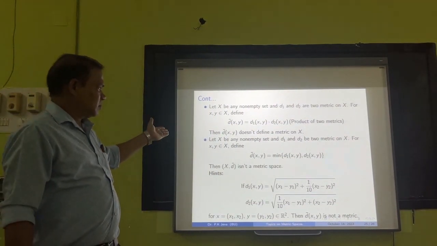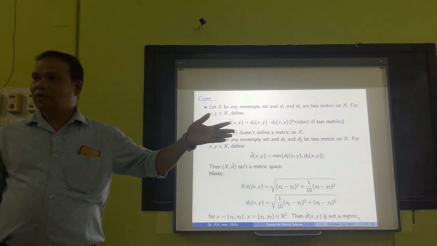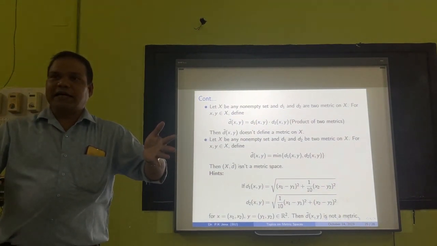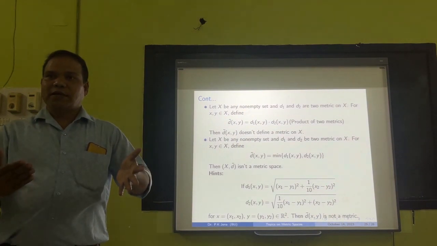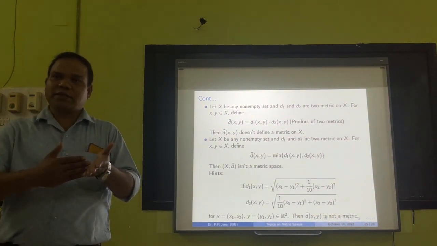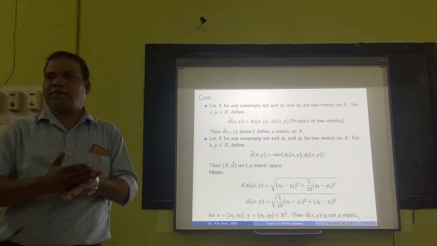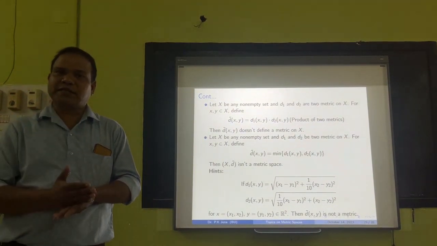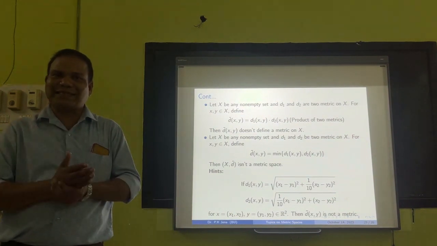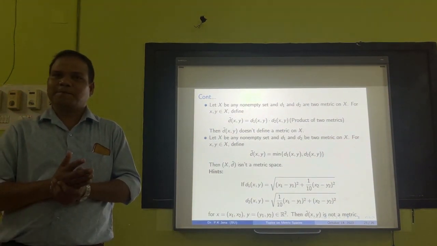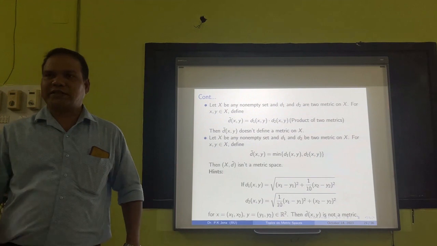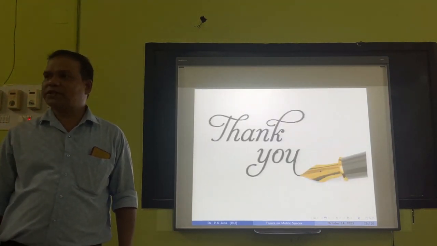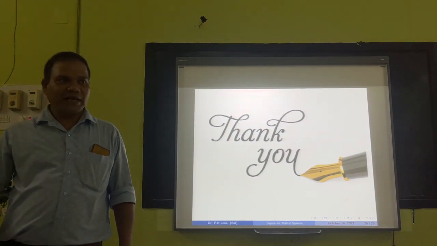So with this, we conclude all the examples. You just see that we have discussed the definitions, examples of not a metric space, and a good collection of metrics and the algebra of metrics. With this, we wind up the discussion on metric space.